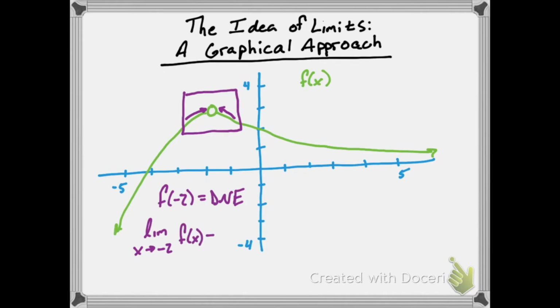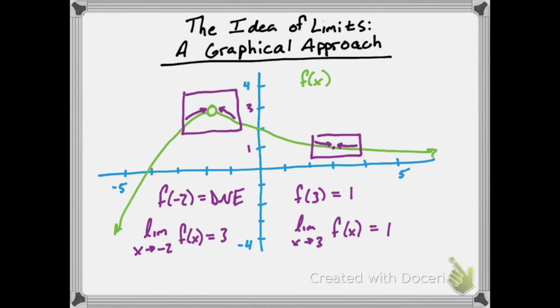So we can say the limit as x approaches -2 of f of x equals 3, even if there isn't a point there. Let's look over here on the right at x equals 3. There's a point here, f of 3 is equal to 1, and also from the left side and the right side, our function is approaching that y value of 1 as well. So similarly, we can say the limit as x approaches 3 of f of x is equal to 1.